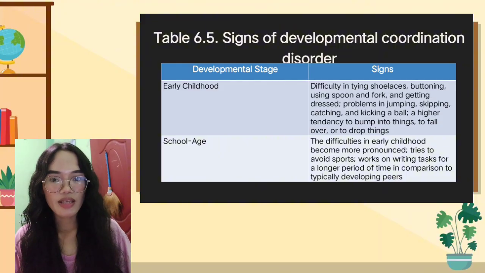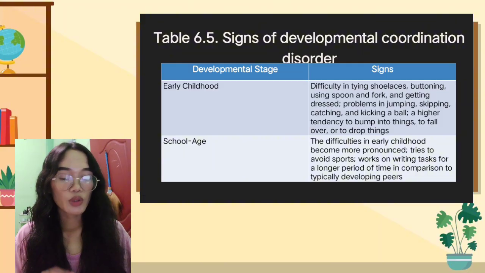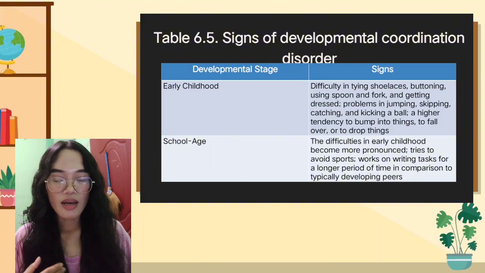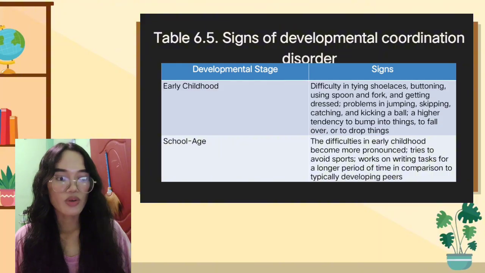Mga sign niya is meron tayong difficulty in tying shoelace. So, nahihirapan siyang magtali ng kanyang shoelace sa sapatos, buttoning sa damit niya or di kaya sa pants niya or sa palda, using spoon and fork, nahihirapan siyang gamitin kung paano gamitin, and getting dressed, hindi din niya alam. Then problems in jumping, skipping, catching, and kicking a ball. So, a higher tendency to bump into things. Okay, mga clumsy sila. To fall over or to drop things. So, ito yung mga signs sa early childhood na mga bata na meron silang developmental coordination disorder.